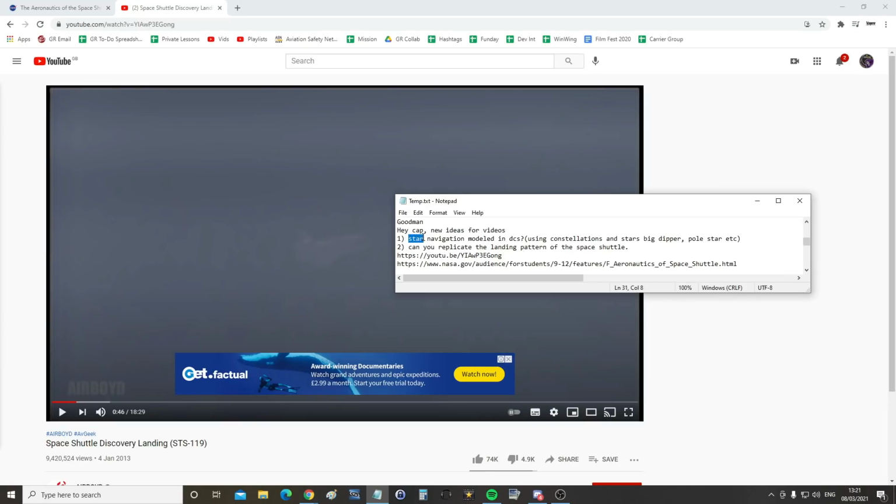1. Star navigation. Is it modeled in DCS using constellations, stars, the Big Dipper, the North Pole, the Pole Star, etc.? Can you navigate? That's for another day because that requires a lot of research. But how interesting, right, RC? For instance, the SR-71's primary navigation was via star. Can you even imagine that? I mean, how clever is that, right?